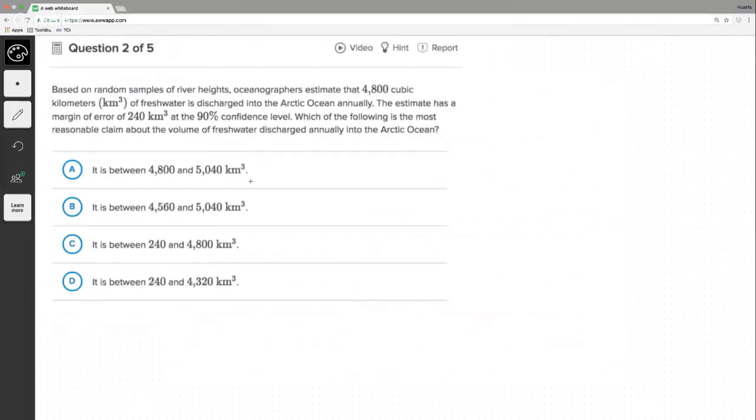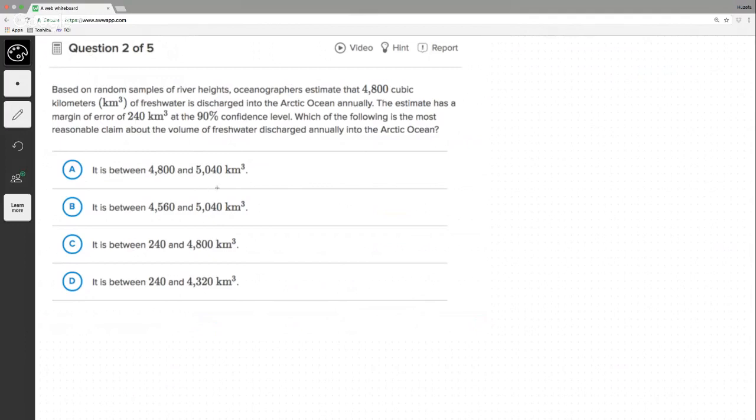Based on random samples of river heights, oceanographers estimate that 4,800 cubic kilometers of fresh water is discharged into the Arctic Ocean annually. The estimate has a margin of error of 240 cubic kilometers at the 90% confidence level. Which of the following is the most reasonable claim about the volume of freshwater discharged annually into the Arctic Ocean?